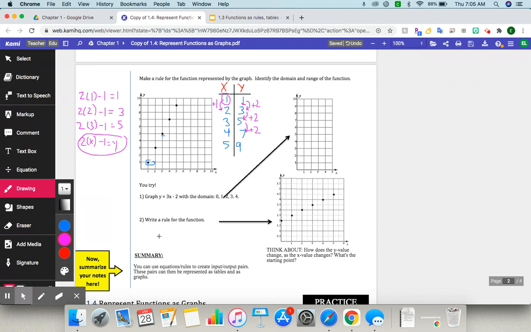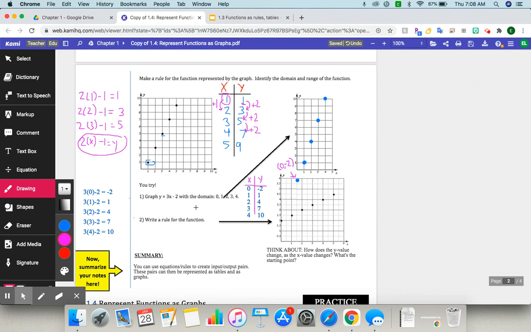Take a moment. You're going to pause the video and try these two on your own. You're going to be graphing this equation with the domain. Remember, that's your x values of 0, 1, 2, 3, and 4. And then trying to write a rule for this function. Something I want you to think about, how does the y value change as the x value changes? And what is your starting point? So go ahead and pause the video, try it out, and then hit play to see what the answers are.